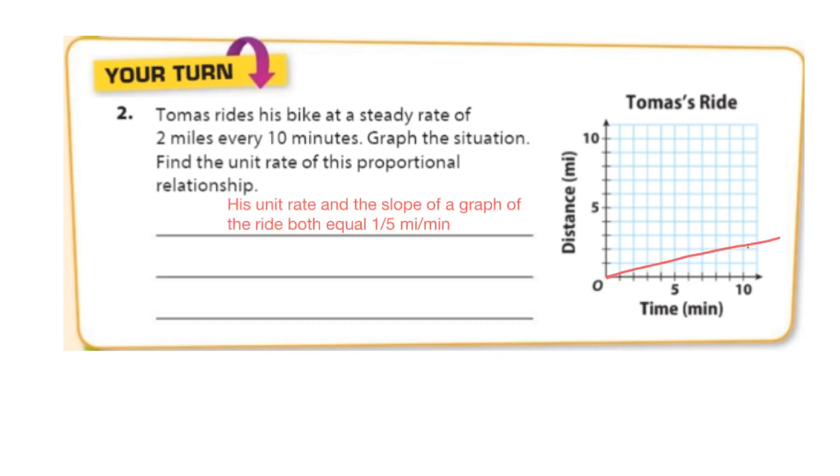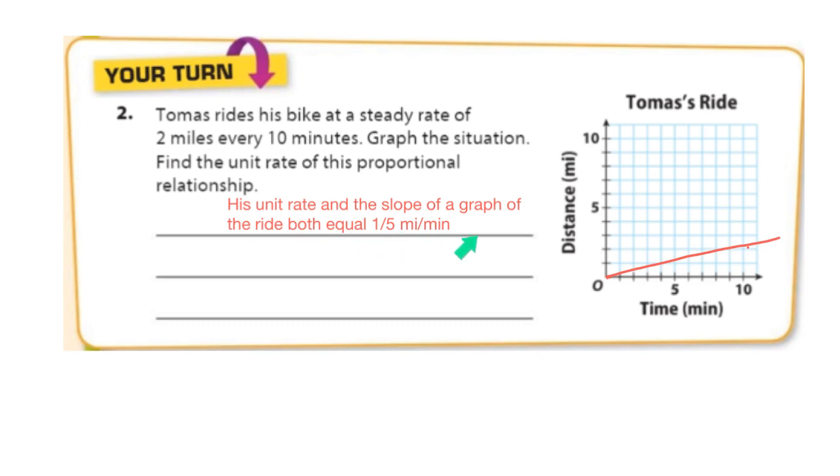Okay, so here we are at the graph, and there's your 0, 0, there's your 10, 2, close, and then here's my line. You should be using a straight edge to make your line. It's kind of tough on this iPad, but there's the line. That's what your graph should look like, similar. It asks you to find the unit rate on this proportional relationship. His unit rate and the slope of a graph of the ride both equal 1/5 mile per minute.